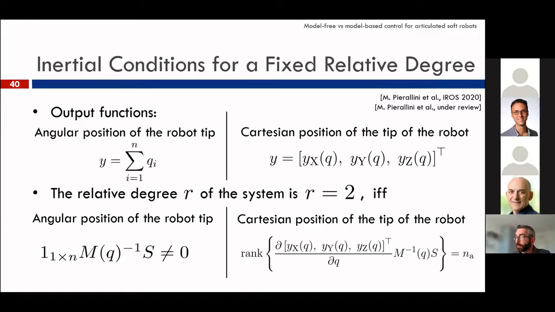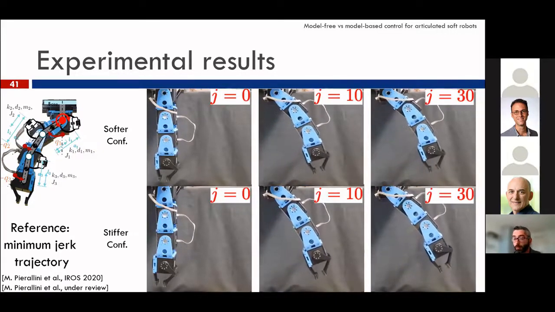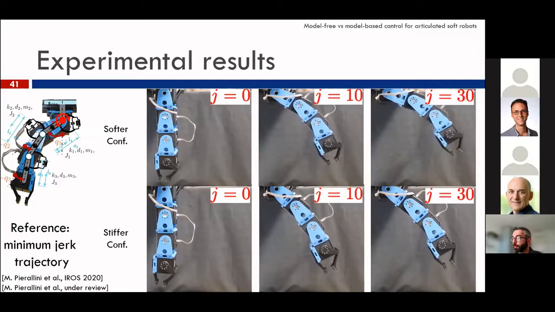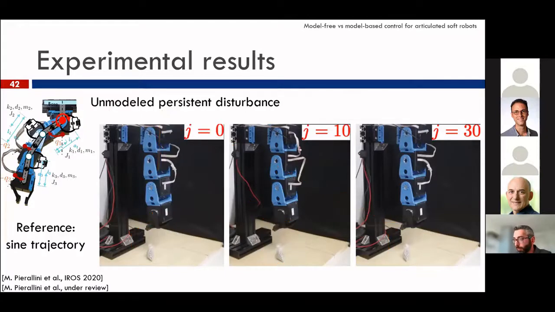So respecting this condition, we can try our controller on a system of this type. So in this case, we are considering this 3 degrees of freedom robot, where the first joint is active while the 2 others are unactuated, and we are tracking a minimum jerk trajectory. Again, the same robot, but in this case, we have a sine trajectory, and we have also this unperceived disturbance, that is this weight that is attached to the tip of the robot, the end effector of the robot.